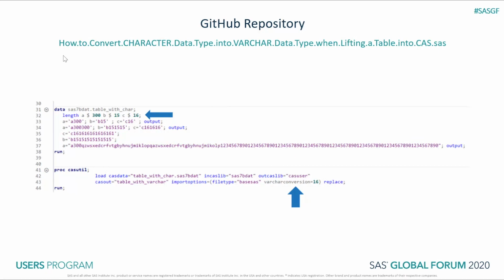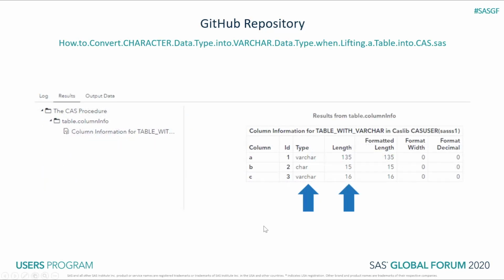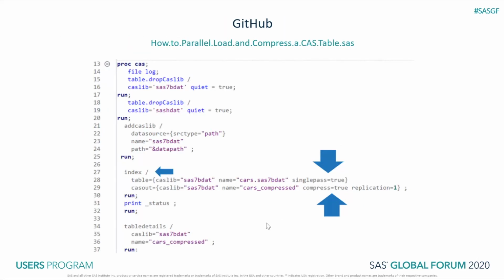With the how to convert character data types into varchar data types when lifting a table into CAS. As you can see on line 43, it is the varchar conversion statement that allows us to convert all of the character data from a source table into a CAS table. And when we reviewed the results after running, we validated the variables that were 16 or greater have been converted to varchar.